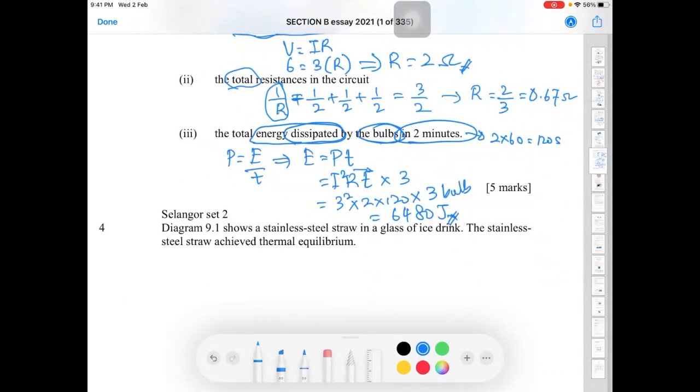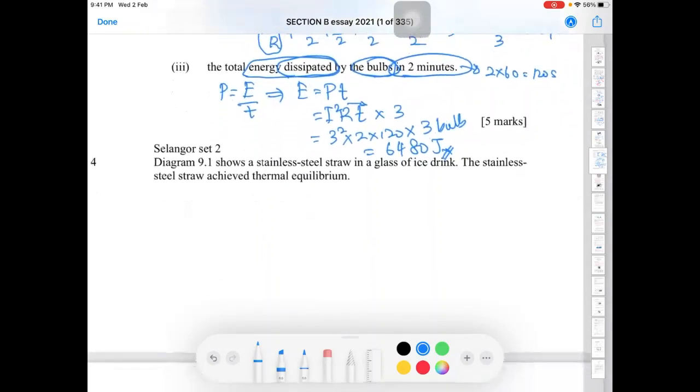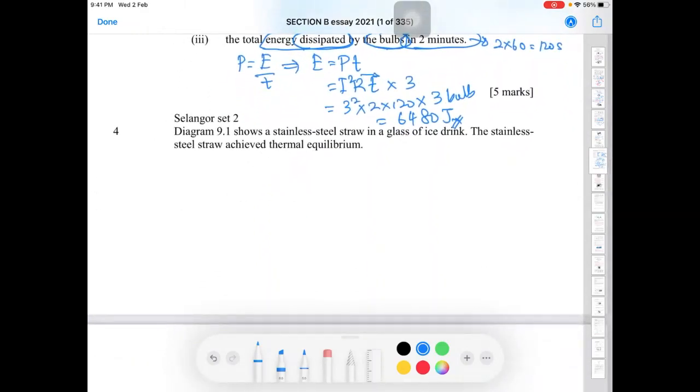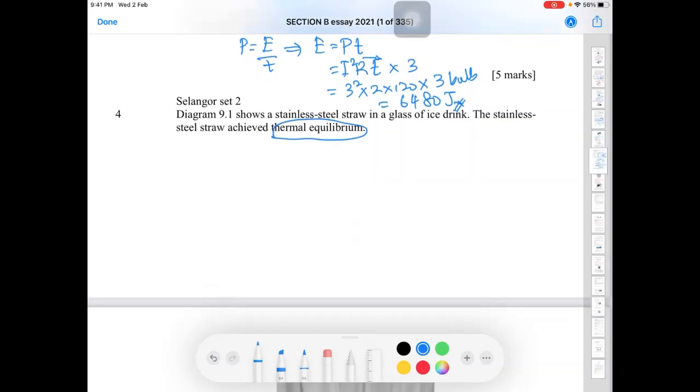Alright, so kita teruskan ke number 4. So number 4, ini masih lagi heat. Sama macam tadi, the number 1. So heat, diagram 9.1 shows a stainless steel straw in a glass of ice drink. So the stainless steel straw achieve thermal equilibrium. So thermal equilibrium again. Alright.